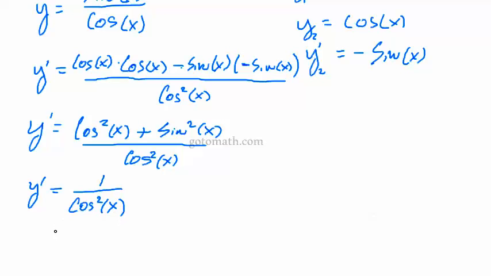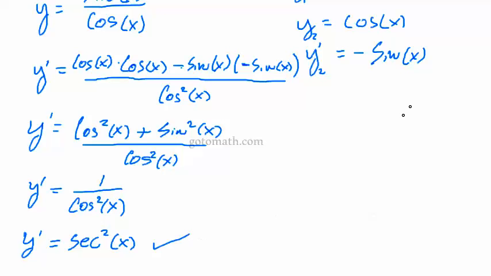Now guess what? We can actually rewrite this. y prime is secant squared x. Okay, secant squared x, same thing as saying 1 over cosine squared x, right? Or you could say 1 over cosine x is secant x, right? But we got the square right here.